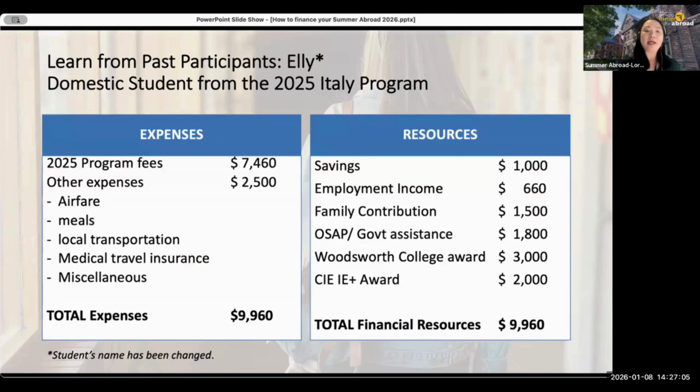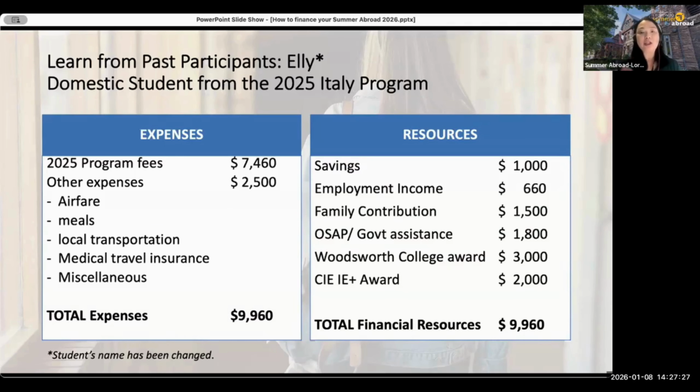On the left side, Ellie put together her expenses, and on the right side, this is how her funding package worked. On the left side, you'll see all her program fees and other expenses were put together, and she came up to a specific total, 9960. This is from last year. This is what it looked like.